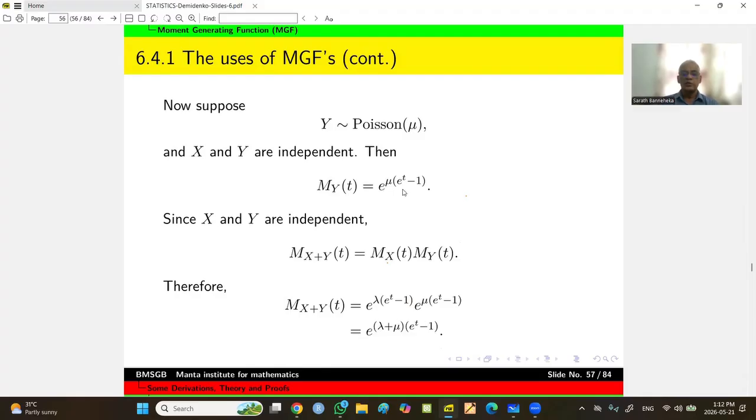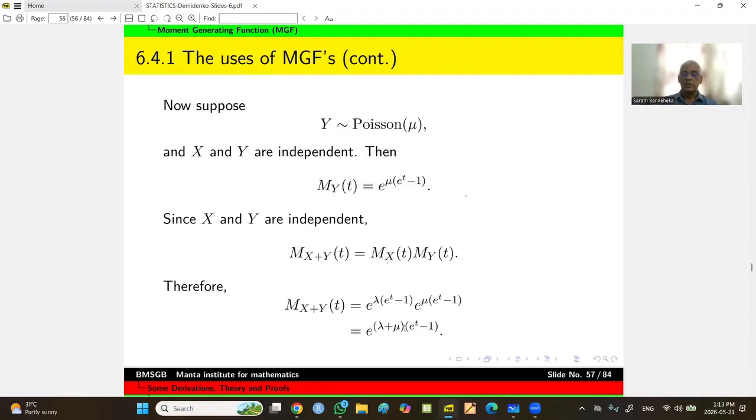So e to the power, this term is there, and something in front of that. So this is actually of the same form as this one as a function of t. Right? So this must be the moment generating function of some Poisson distribution by the uniqueness property of the moment generating function. Which Poisson distribution? It should be the moment generating function of a Poisson distribution with rate parameter lambda plus mu.